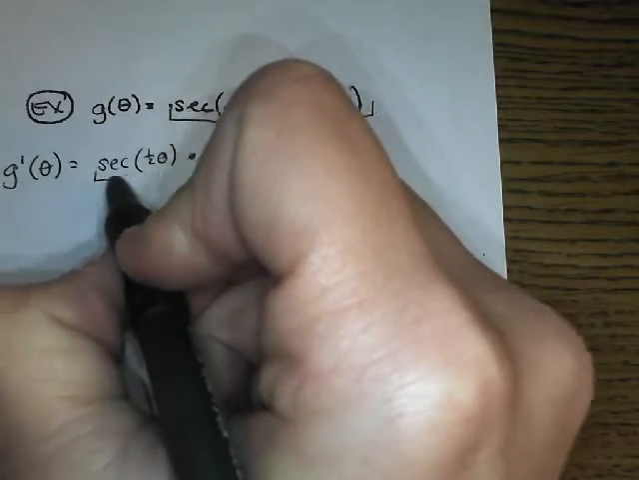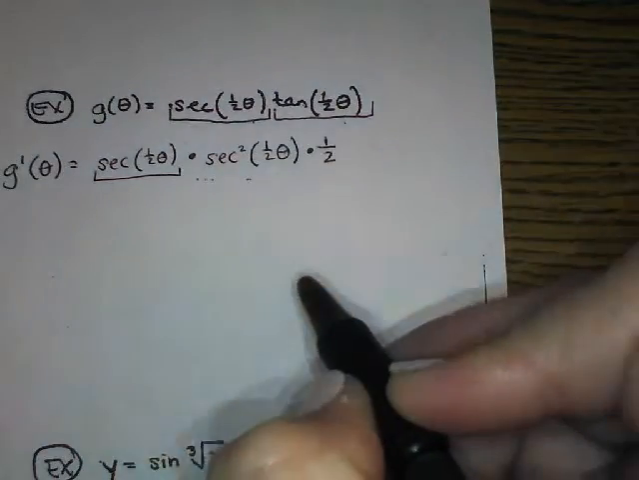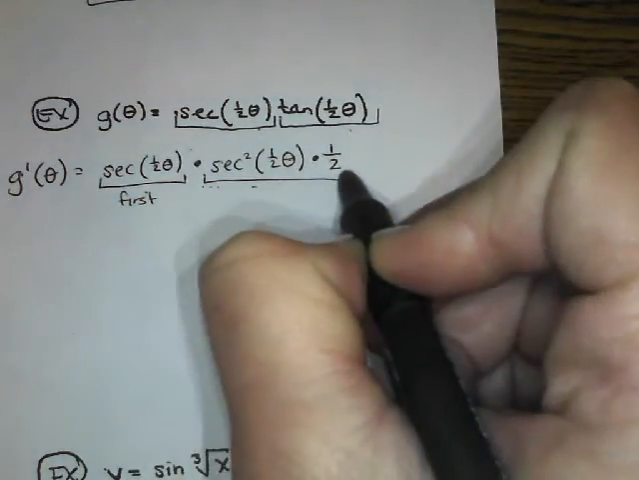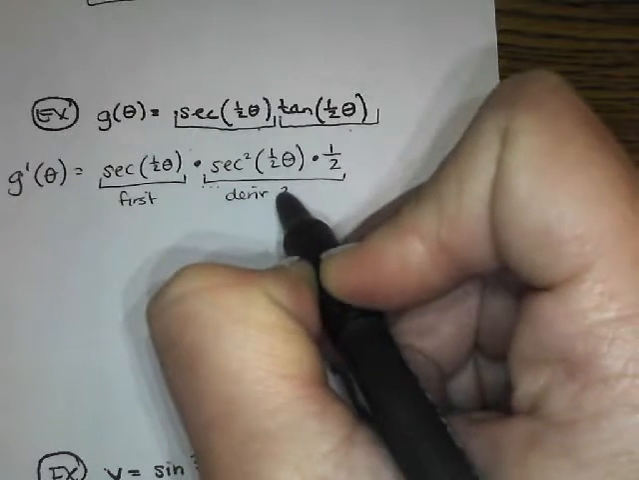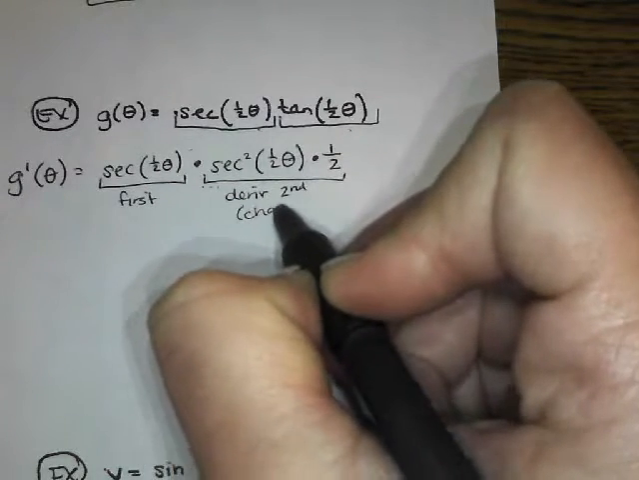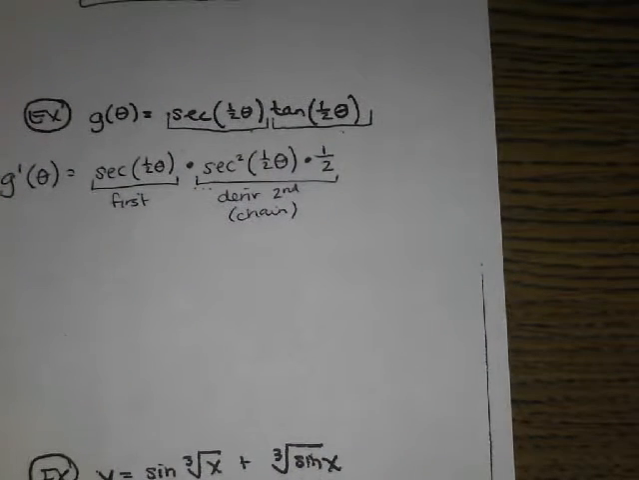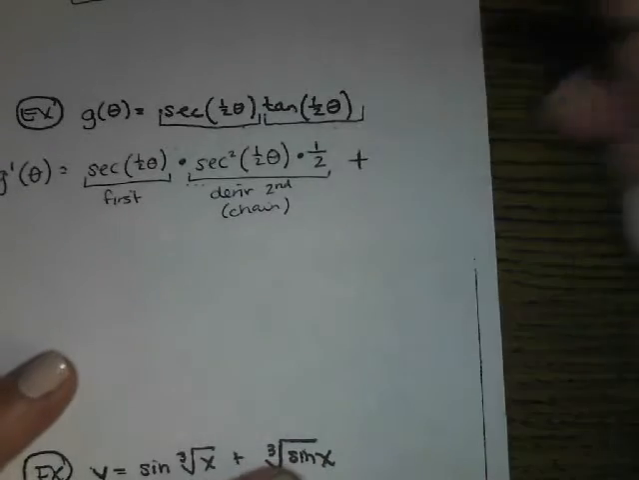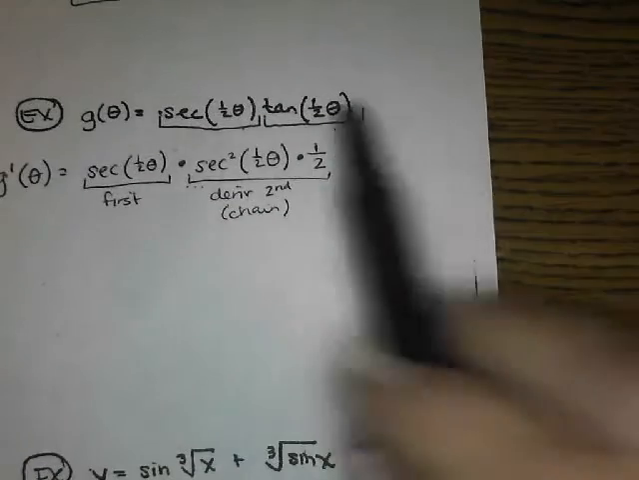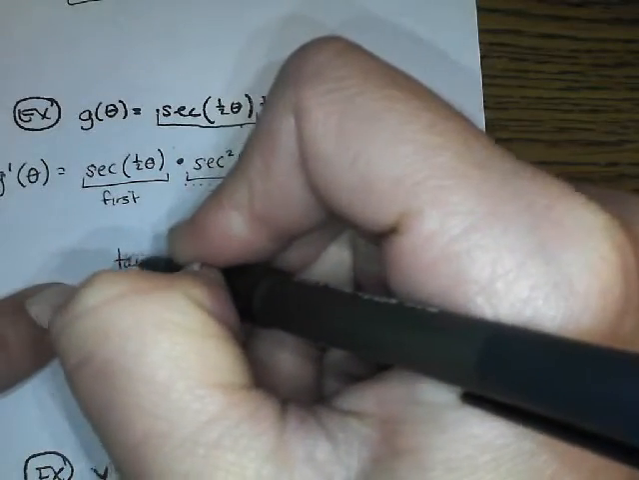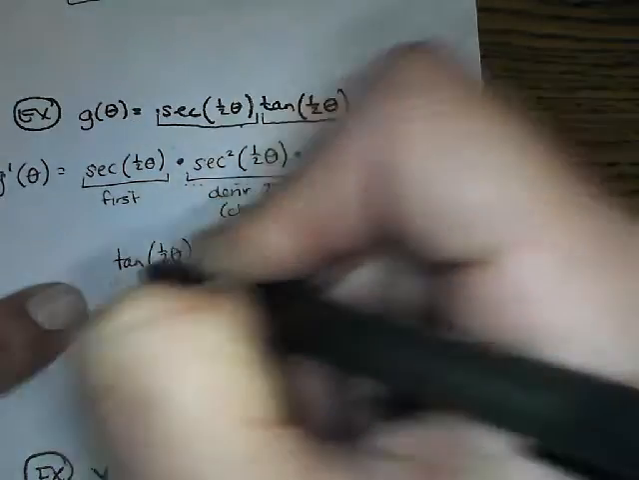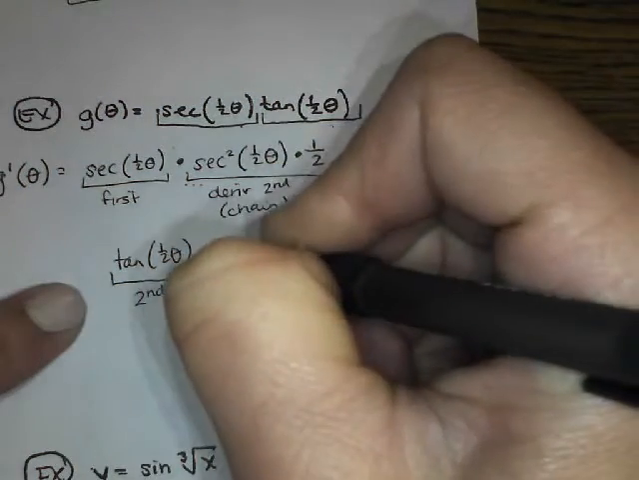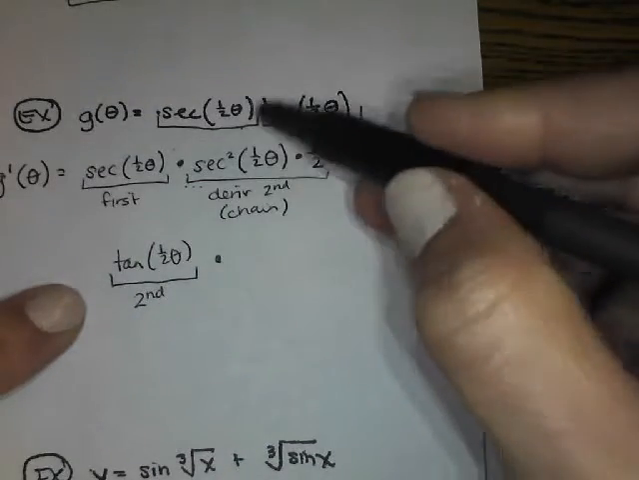So just to make this really clean, so you can go back and see exactly where this all came from, this is our first times the derivative of the second, which required the chain. So to continue with the product rule, we need plus the second. I'm going to go down, tan of 1/2 theta. That's our second, times, we need to take the derivative of the first.